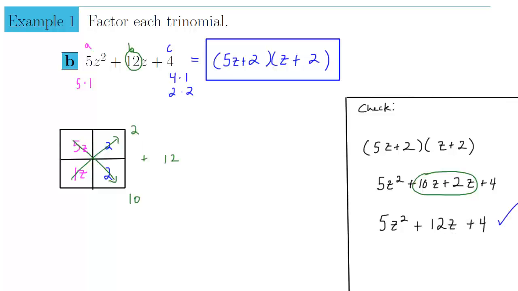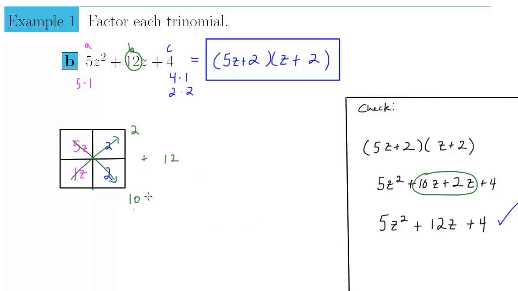So this does check out, right? The binomial 5z plus 2 multiplied by the binomial z plus 2 does give the original trinomial 5z squared plus 12z plus 4. Right? And if you look, you can now see how the box works.